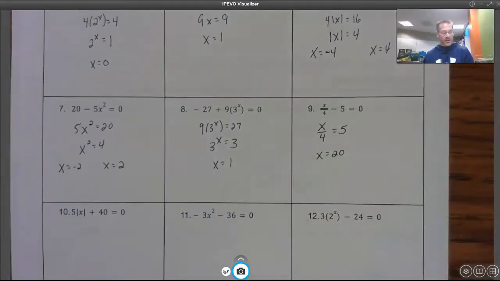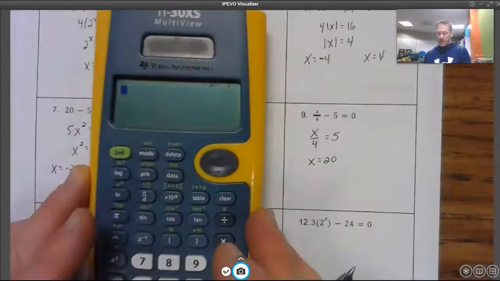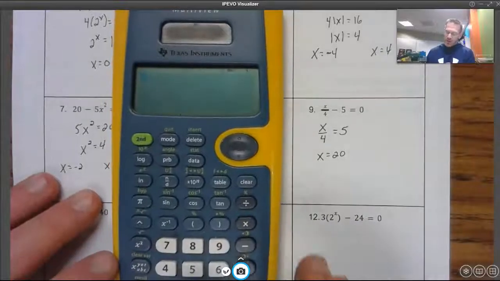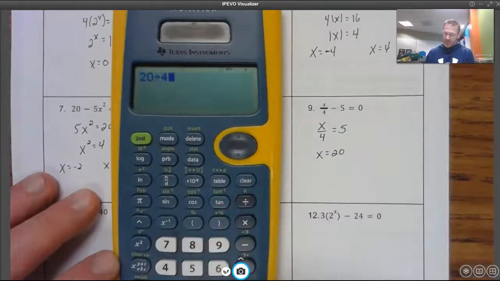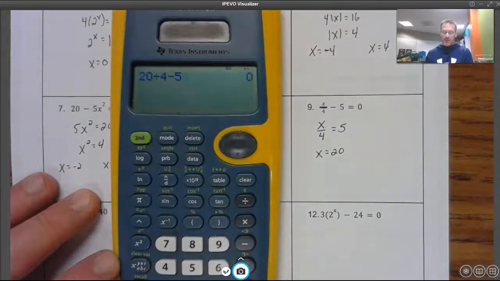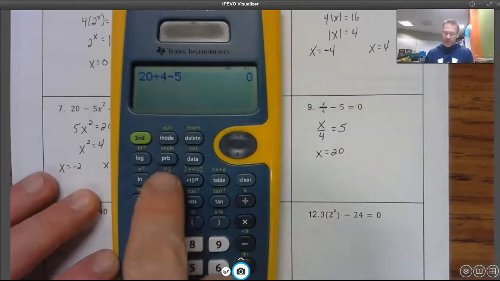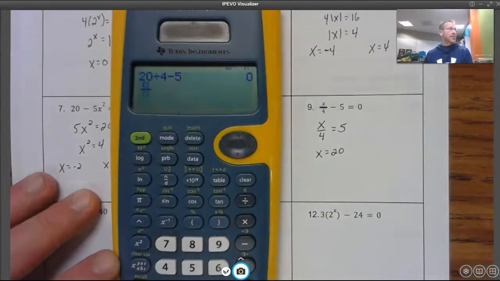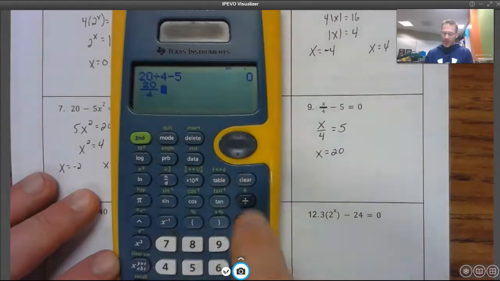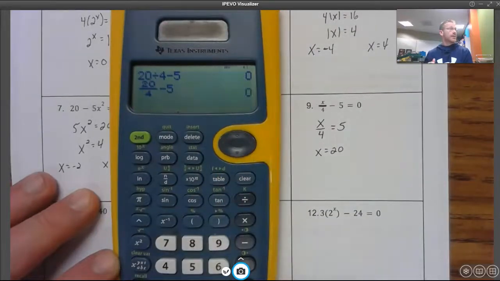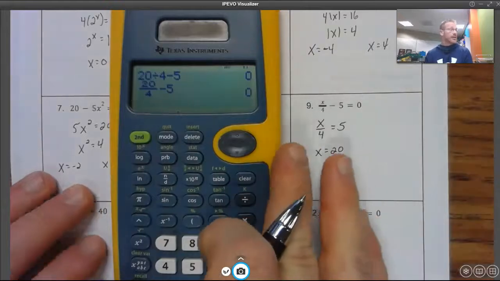All right, and you can put that in just like that on your calculator, right? So you can put in 20 divided by 4, minus 5, just like that, you get 0. If you want to use the fraction key, there's your fraction key. You can make it look just like the problem, right? 20, tick down to 4, minus 5. You get 0. Okay, so I know my answer is correct.